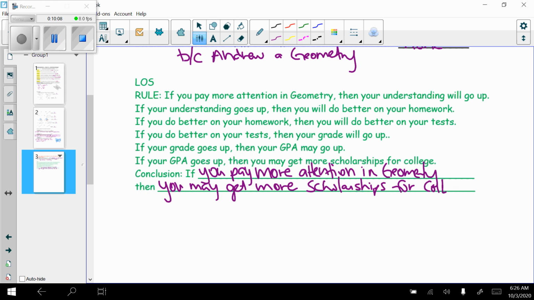On a side note, you will also make Ms. Haskin very happy. All right, so those were just a quick review of LOD and LOS. That is section 2.4, day 1, looking at postulates and diagrams and giving specific examples from postulates and diagrams.